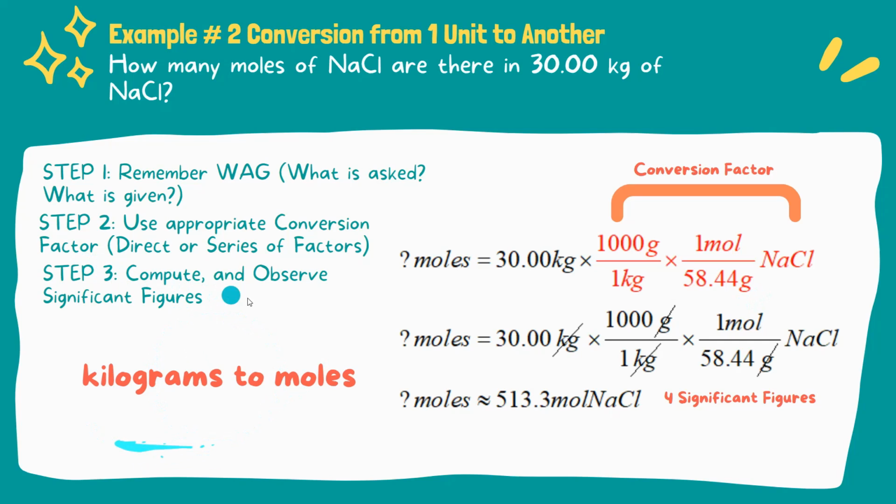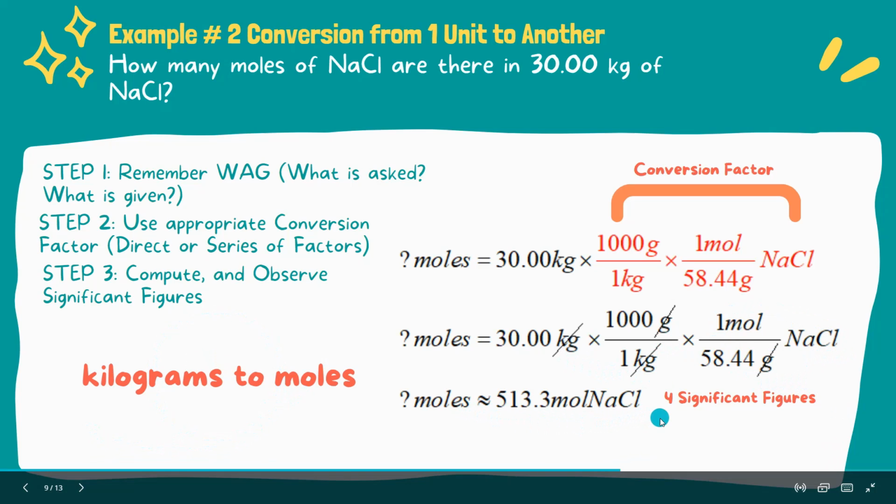Step number 3, compute and observe significant figures. So evaluating the equation, doing the necessary cancellation, kilograms, kilograms, grams, grams, you will be left with moles of sodium chloride. Evaluating the equation, you will get 513.3 moles of sodium chloride, which is reported in 4 significant figures.